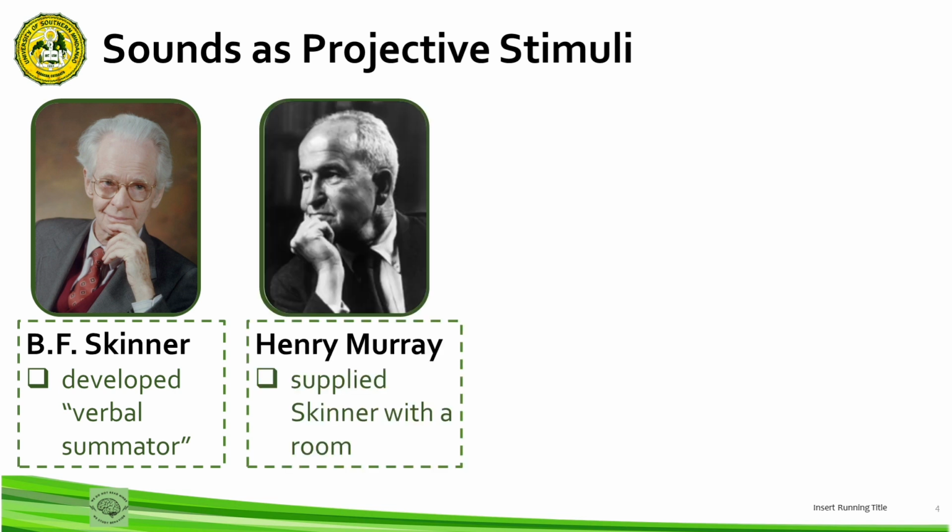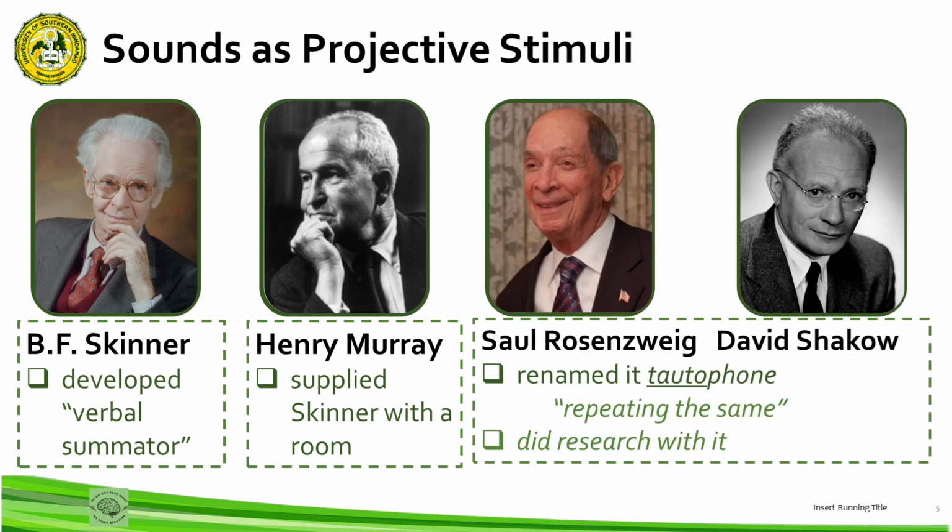Henry Murray liked the idea, so he supplied Skinner with a room at the clinic where he could test the subjects. Saul Rosenzweig and David Shakow renamed the instrument the tautophone from the Greek word tauto, which means repeating the same, and they both did research with it.